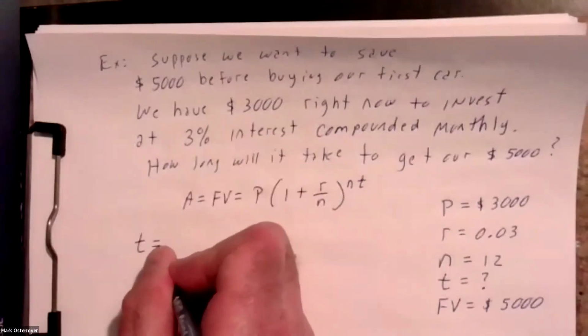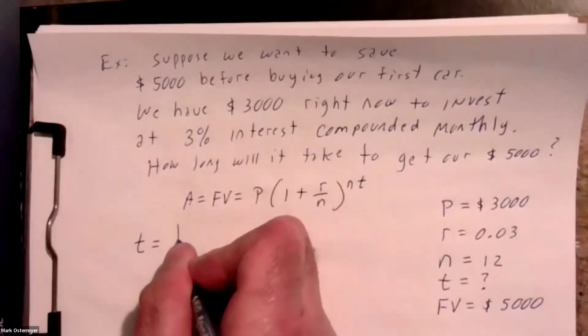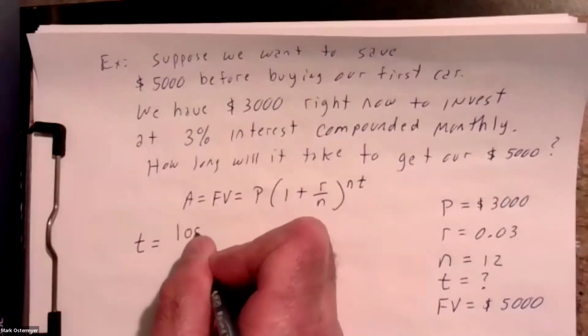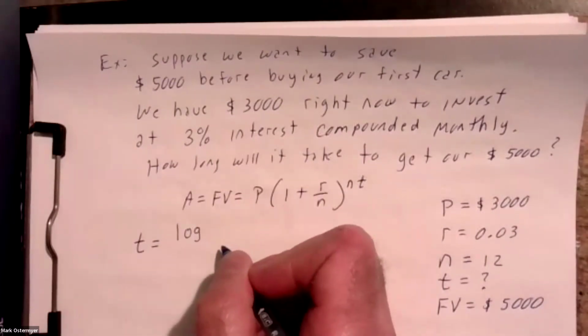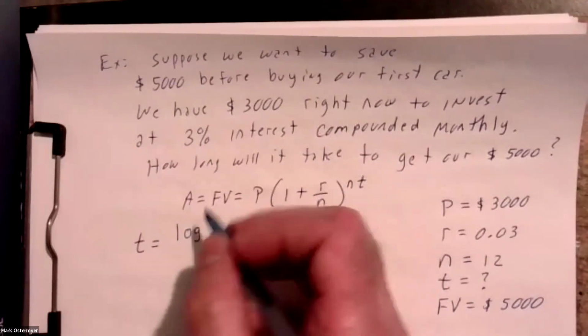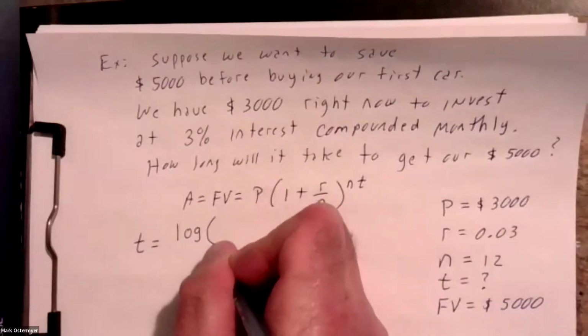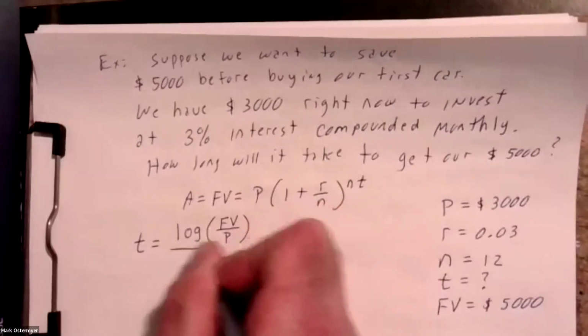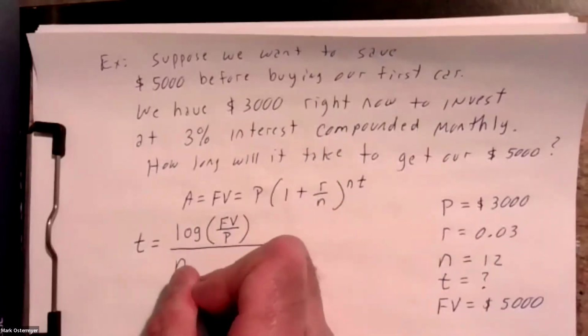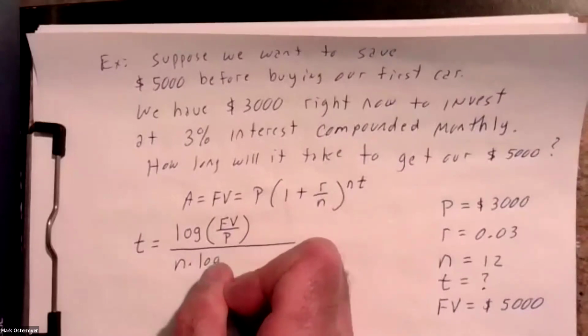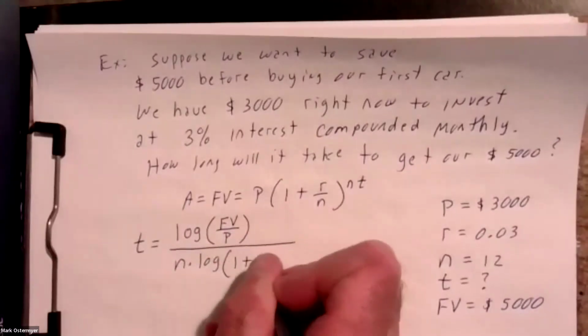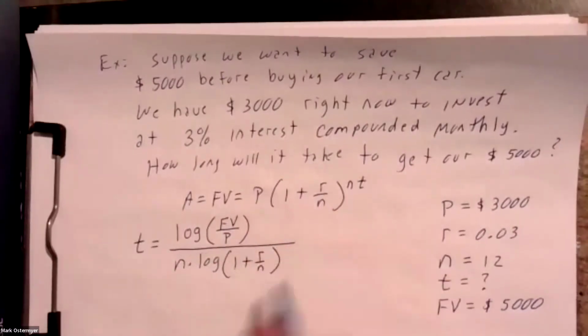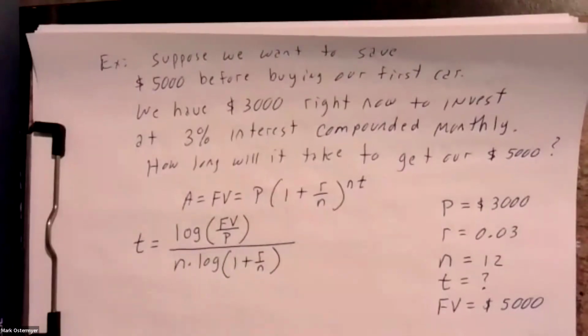The amount of time t is going to be equal to a brand new function we're going to show you on our calculator called the log function. t equals log of the future value divided by the principal, divided by n times log of 1 plus r over n. A logarithm is an exponent.